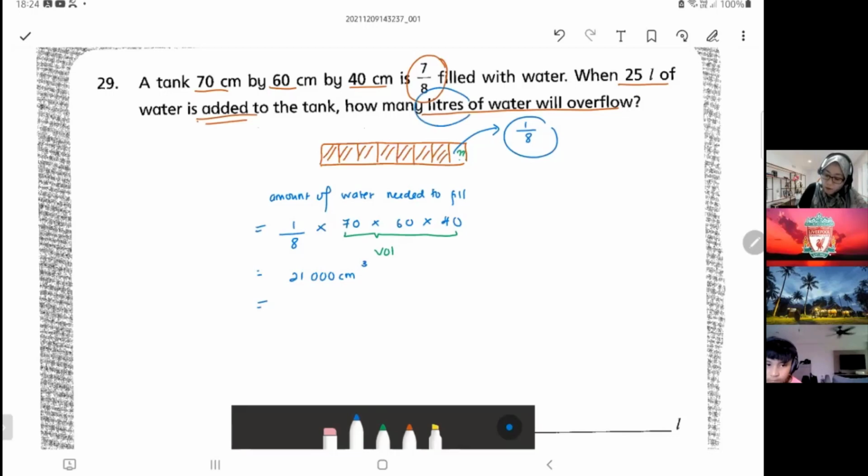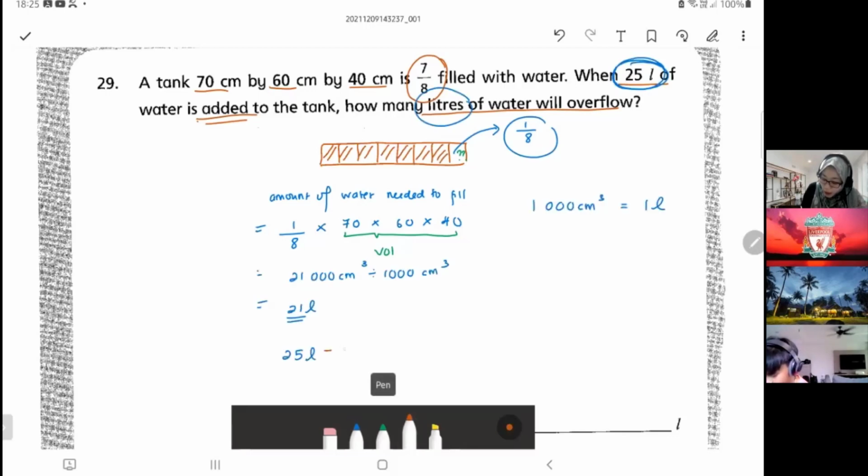And then I want liters, so convert this to liters. 1000 cm cube is equal to 1 liter. So 21000 cm cube divided by 1000 cm cube, I will get my 21 liters of water. So when 25 liters of water is added, there will be an overflow, right? Because it is too much. I just need 21 liters to fill up the tank. But I go and pour in 25 liters. So much. How much is the excess, the extra? 25 take away 21 liters equals 4 liters of water will overflow. 4 is the answer.